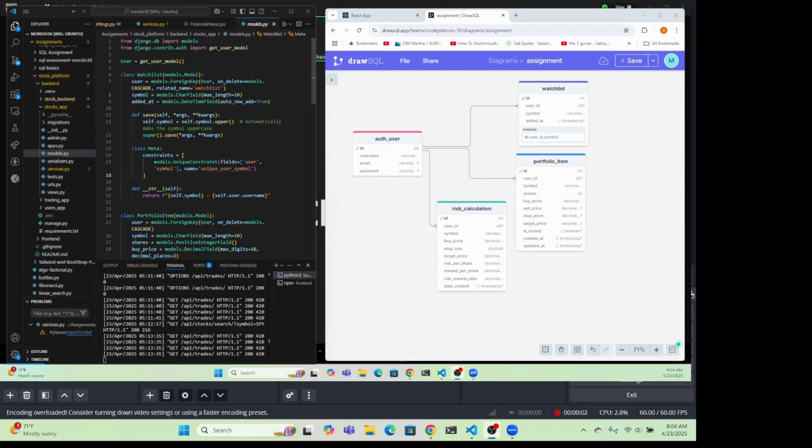Our table breakdown is quite simple. Each authenticated user has a watch list, a portfolio, and a risk calculator. Each watch list could have multiple stocks filtered by symbol, which means you could only have one stock symbol added to your watch list, right? We could make multiple trades per portfolio, and we could do multiple risk calculations. So we have a one-to-many relationship based on the user.